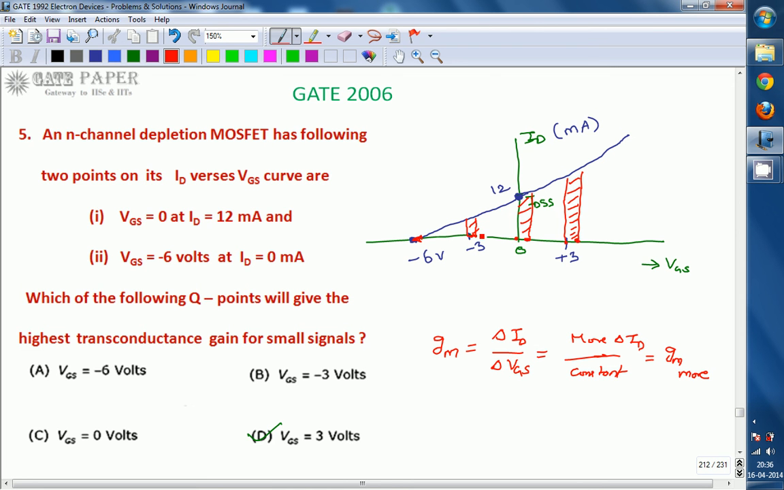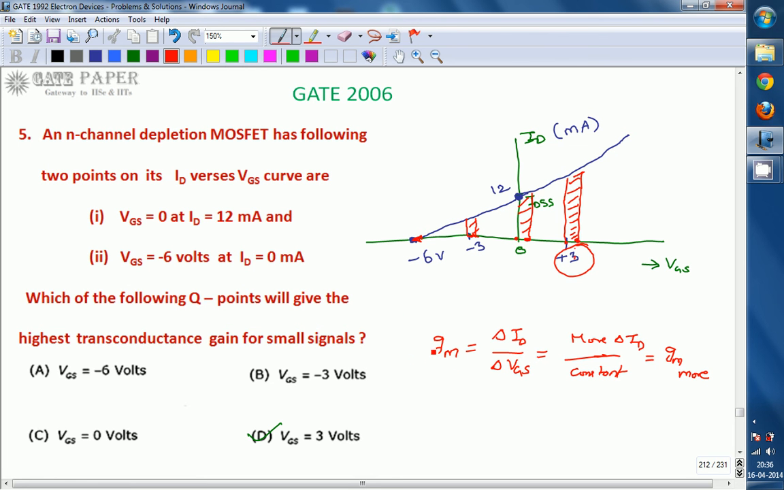From this characteristic, for these points, which gives the largest ID possible? Is it plus 3 volts or not? Whenever VGS is equal to plus 3 volts, these characteristics give more delta ID, so this will give the highest transconductance gain. Whenever VGS is equal to plus 3 volts, that will give the highest transconductance gain.